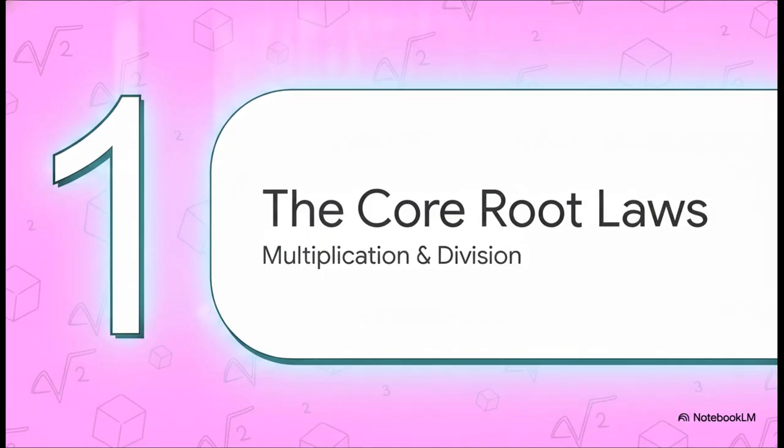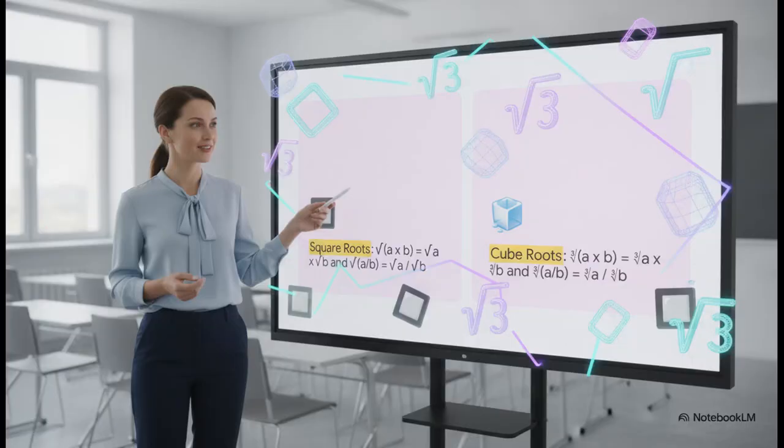Section 1. The core root laws. Let's dive right into our toolkit and check out the rules for multiplication and division. What's super cool here is how beautifully this pattern just repeats. First up, square roots, and then right next to them, cube roots. If you've got the square root of a times b, you can literally just split that right up into the square root of a times the square root of b. And you know what? The exact same logic applies to division, and yes, the exact same logic applies to cube roots too. It's this awesome universal rule that lets us take big, clunky problems and break them into bite-sized, manageable pieces.